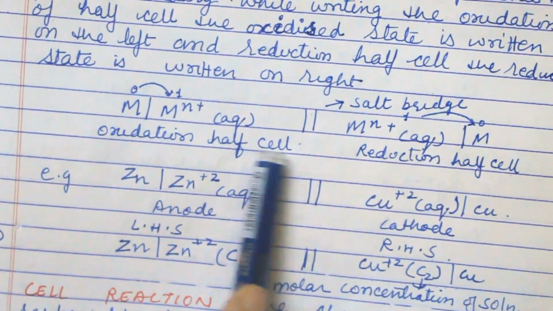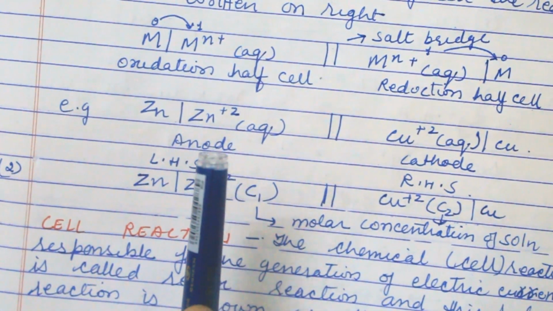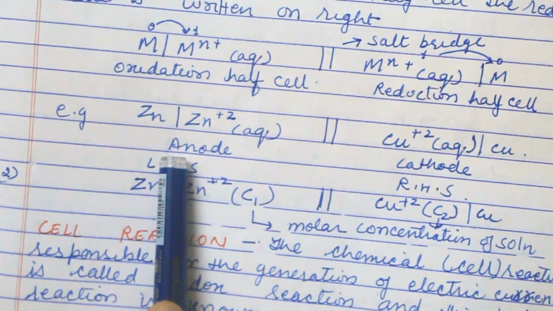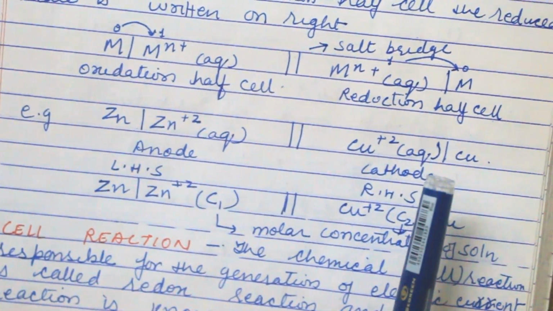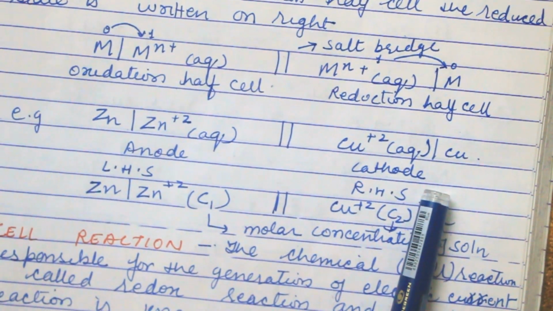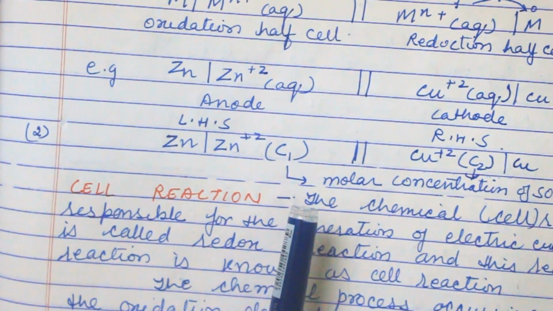So oxidation takes place, for example in zinc, which is the anode, and it always takes place on the LHS, that is the left hand side. The cathode, which does reduction, always takes place at the right hand side. And this C represents the molar concentration of the solution.